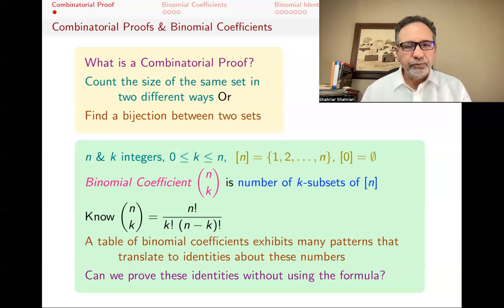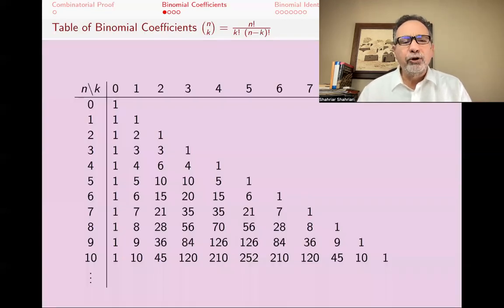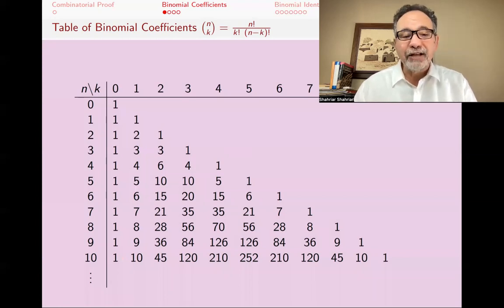So here's the table of binomial coefficients. We have n, the size of the set, and k, the size of the subsets. So for example, this 10 here tells you that if you take a set with 5 elements and look at how many subsets of size 3 it has, the answer is 10. A set of 5 elements has 10 subsets of size 3. 5 choose 3 is 10.